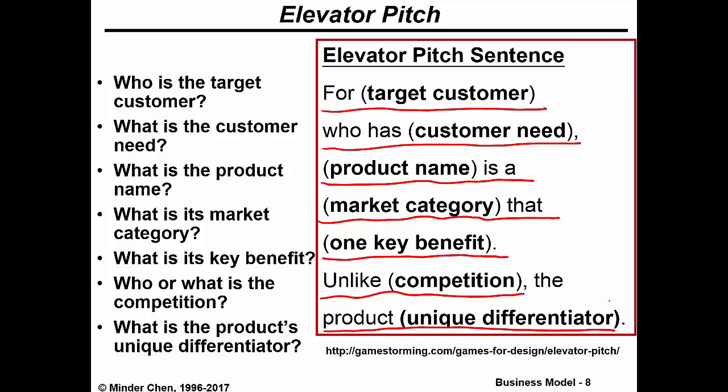others. So basically, you are answering the following questions. Who is the target customer? What is the customer's need? What is your product and the product's name? What is its market category this product belongs to? What is its key benefit, or what are the key benefits? Who or what is the competition? Who are your competitors? What are the competing products or services? And last, what is the product's unique differentiator?